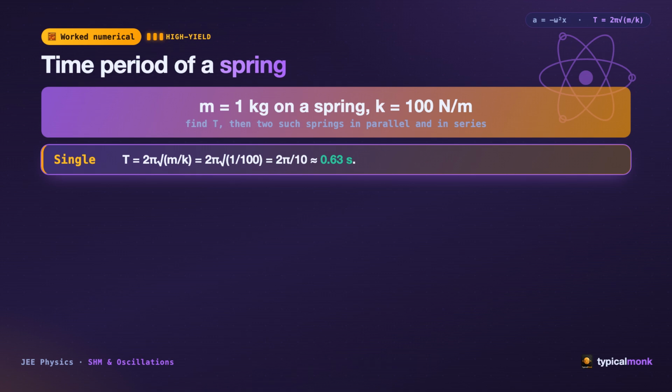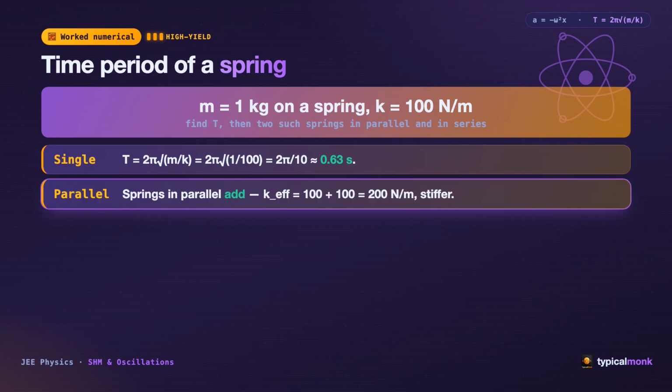Let us work a numerical. A 1 kilogram mass sits on a spring of stiffness 100 newtons per meter. Find the period, then join two such springs, first in parallel, then in series. The single spring, T equals 2 pi root m over k, 2 pi root 1 over 100, which is 2 pi over 10, about 0.63 seconds.